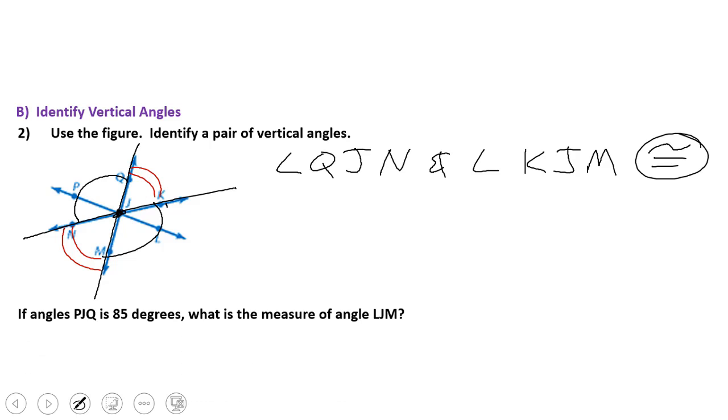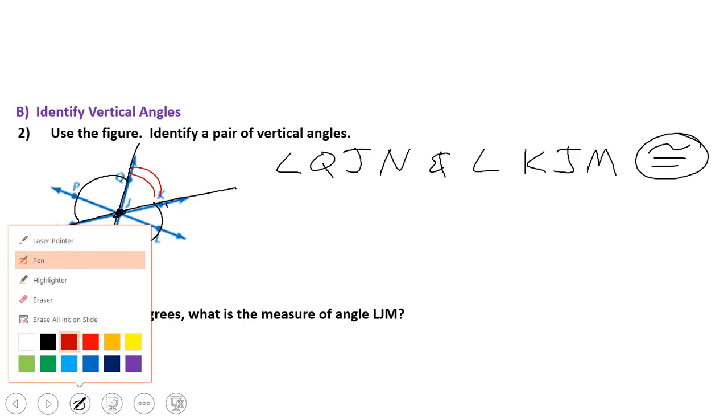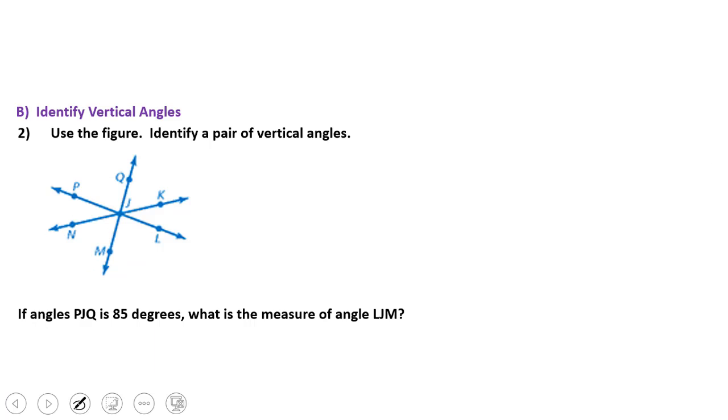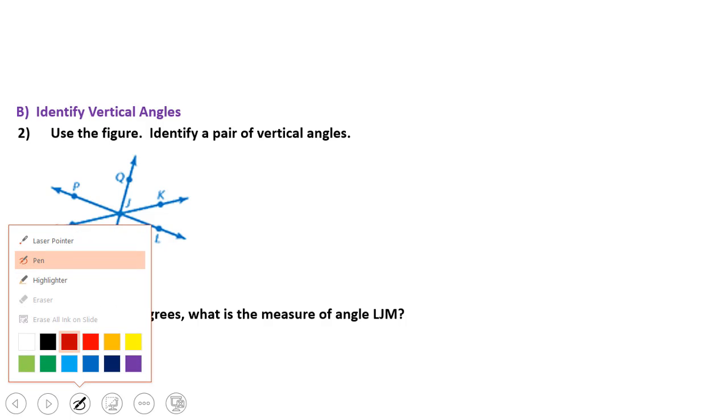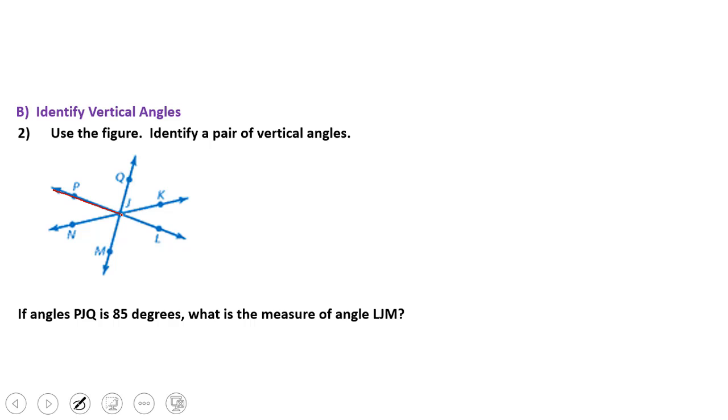All right, if angle PJQ is 85 degrees, what is the measure of LJM? Well, let's take a quick look here. I'm going to erase that so I can highlight. Angle PJQ. I'll use red. PJQ, right there, and that is 85 degrees. It wants to know what is the measurement of angle LJM.